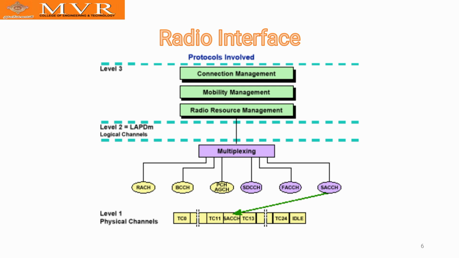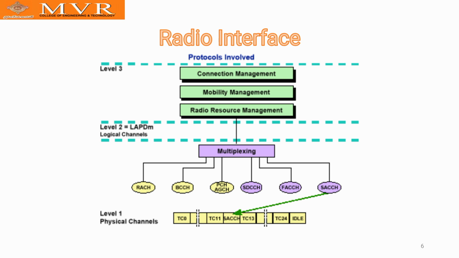In this multiplexing it has the random access channel, BCCH base control channels, PCH channels, and SDCCH channel, FACCH fast associated channel, and SACCH channel. These multiplexers have the level 2 of logical channels, which has LAPDm. LAPDm means link access protocol Dm channel.